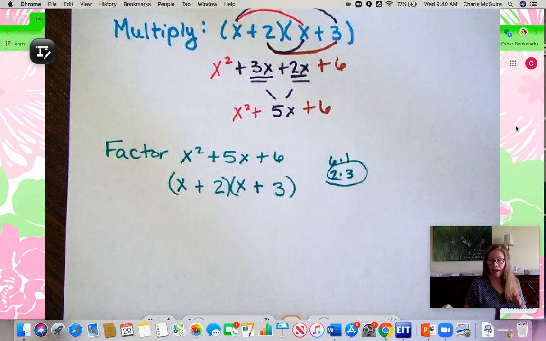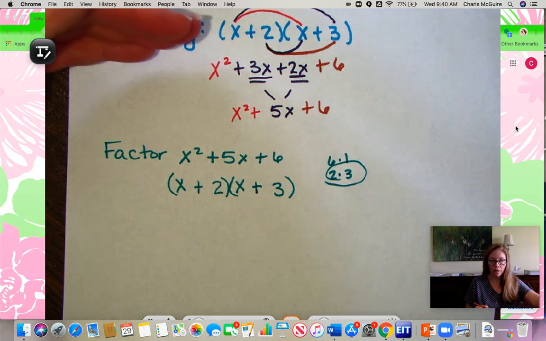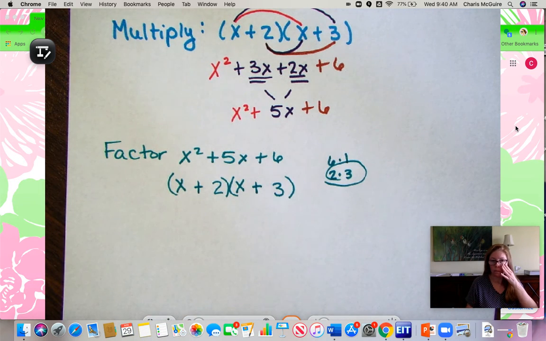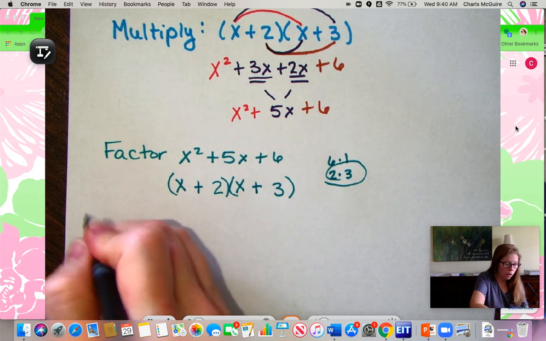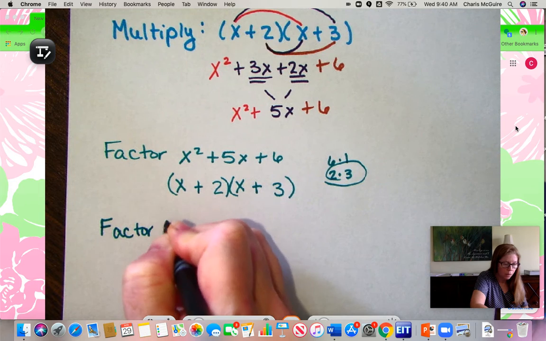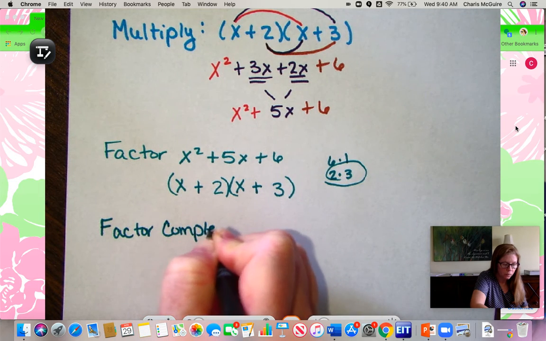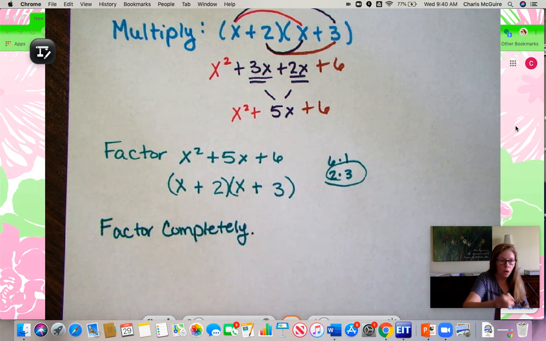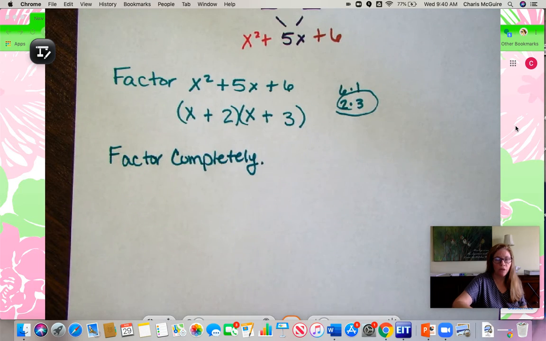All right, then here is something that you should know to do from your teacher last year: check this. How do you check it? You multiply it back out. Now I'm not going to check this one because we already multiplied it up at the top. We know this works, but let's move forward and do some more together. I'm going to walk you through. Our directions are going to be factor completely. Always, that's what we're going to be striving for: factor completely.